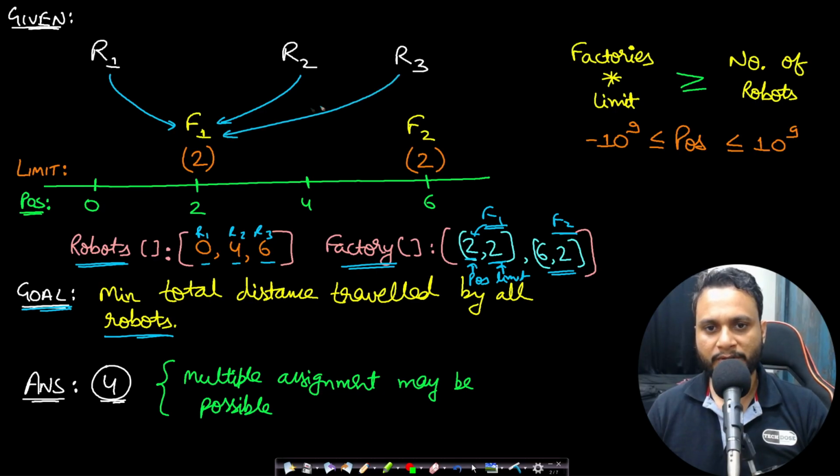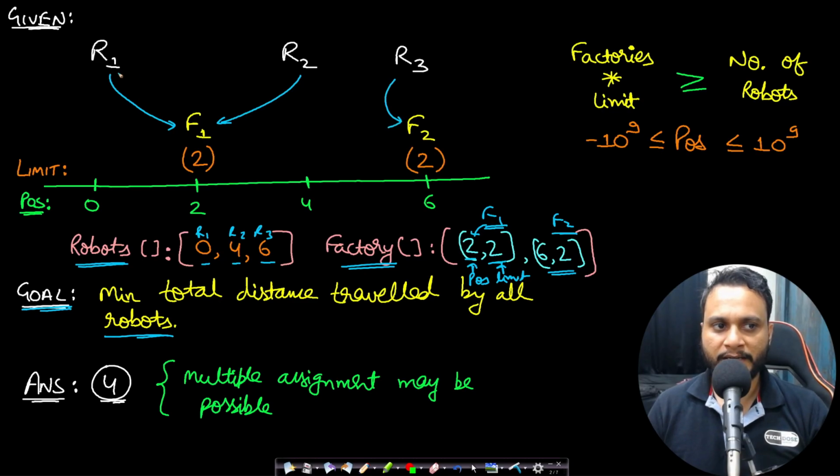It will not be possible, because R3 cannot be assigned to F1 along with R1, R2, because the limit of F1 is 2. So R3 has to be assigned to the second factory, right? If you do this kind of assignment, then the total distance that R1 has to cover is the gap between F1 and R1, which is the absolute value of the position of F1 minus the position of R1, right? So that is equal to 2.